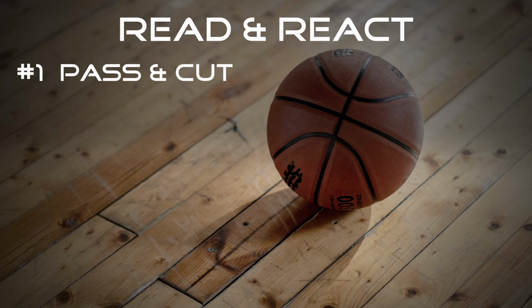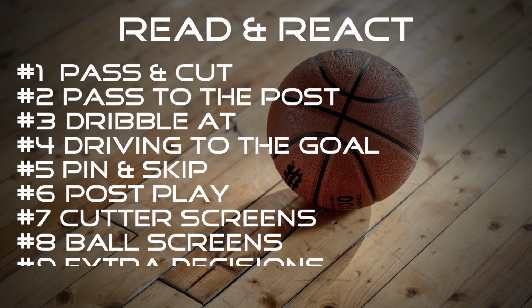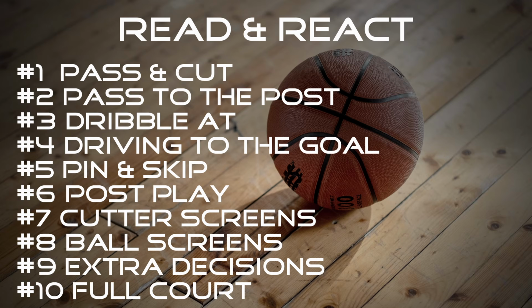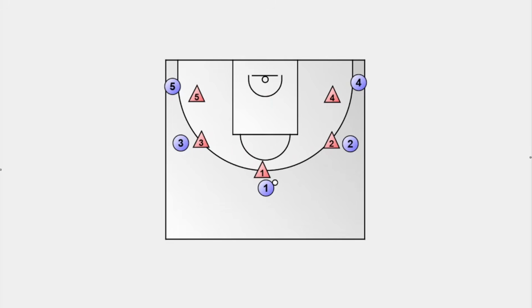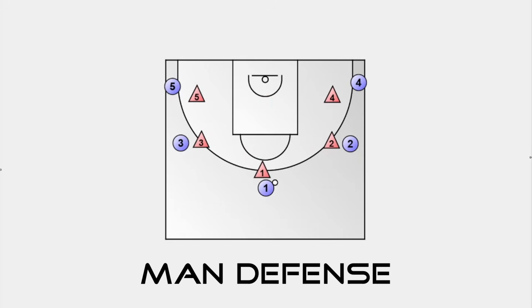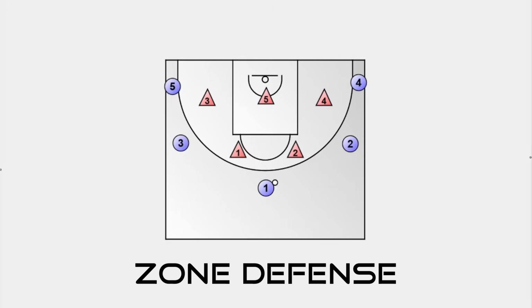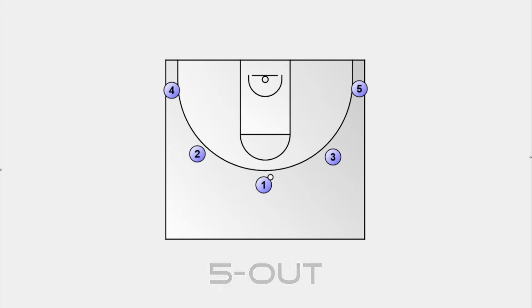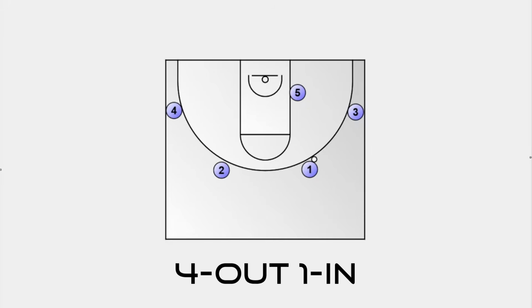The Read and React offense was recently updated and now consists of 10 powerful layers. Keep in mind, coaches have the flexibility to select the layers that best suit their team's strength and style of play. The Read and React offense can be run against both man defense and zone defense out of the following 3 alignments: 5 out, 4 out, 1 in, 3 out, 2 in.